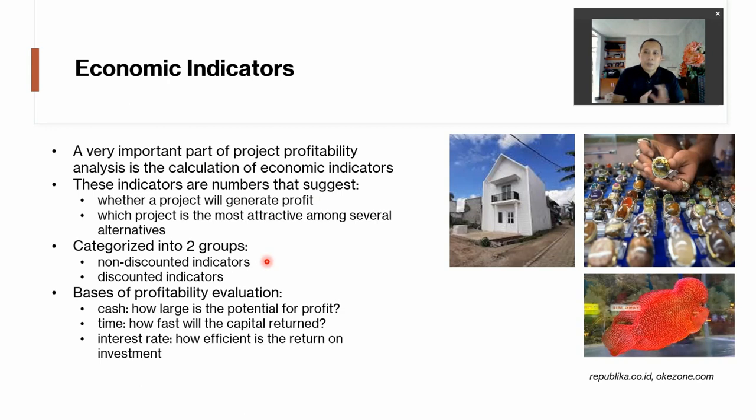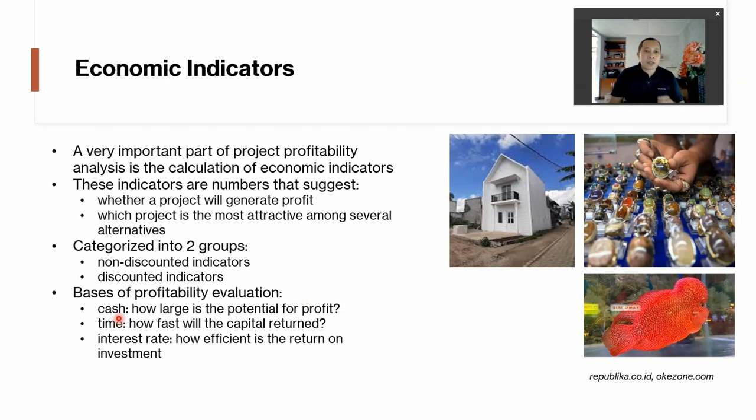So in terms of the consideration of time value of money, we can categorize these indicators into two groups: non-discounted indicators and discounted indicators. Of course, the second one considers the time value of money, and the first one does not. So there are three ways to judge whether a project is profitable or not.